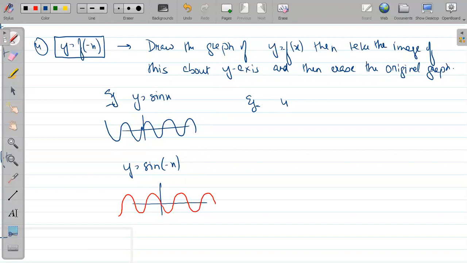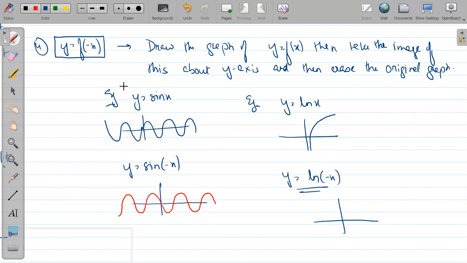Let's have a different example. So y equal to ln x graph is this one. Let me draw. Now you have to draw the graph of ln of minus x. What do you have to do? Just take the image of the graph of this about y-axis. So you will get this one. And then erase the original graph. After taking the image of this part about y-axis, you have to erase the original graph. So you will get this one only. Is it clear or not? Please tell me. Yes, mirror image about x-axis and y-axis we are talking about.